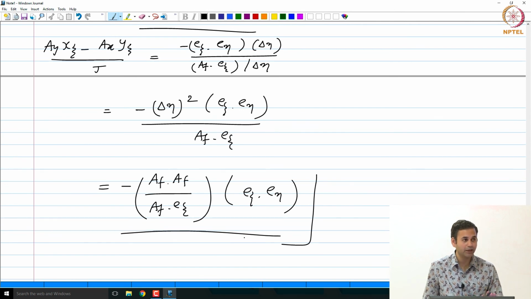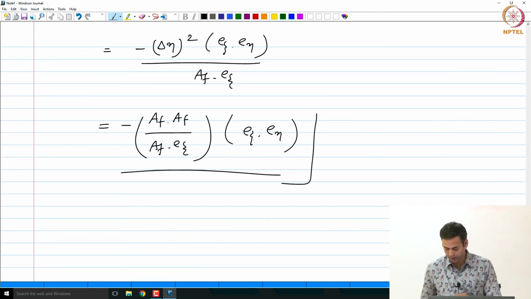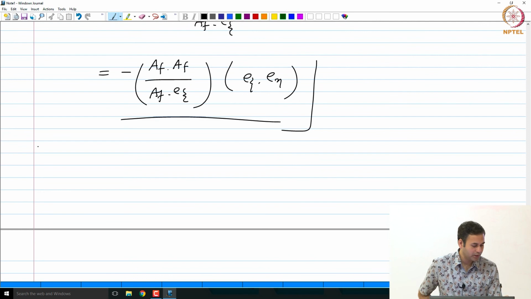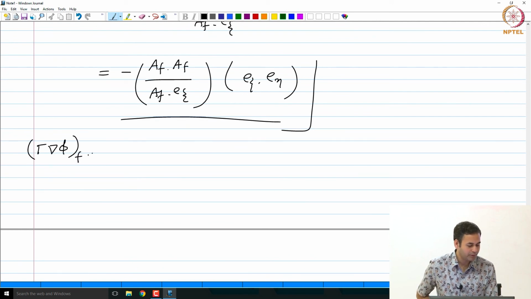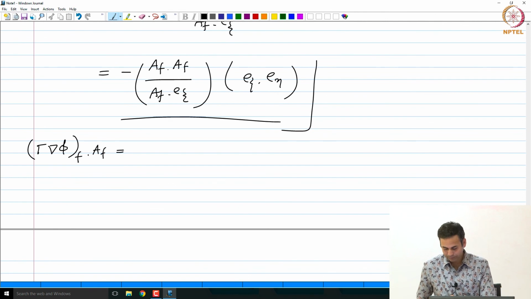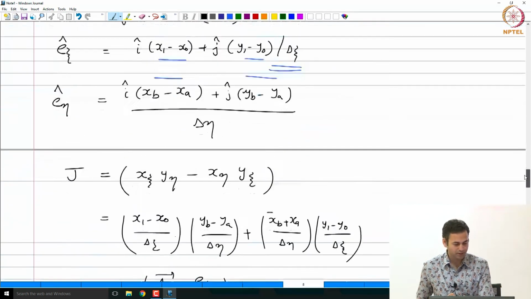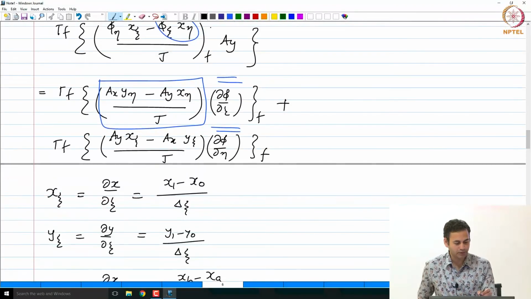So shall we assemble everything and write our grad gamma grad phi f dot af? We are still there, right? We have still not written the final equation. We are trying to see if we can calculate all these metrics. Okay, so what is our final expression? That would be gamma grad phi f dot af would be essentially this one, right? So that is whatever we got for the first term multiplying the partial phi partial xi, then whatever we got for the second term multiplying the partial phi partial eta, that's what we have, right?